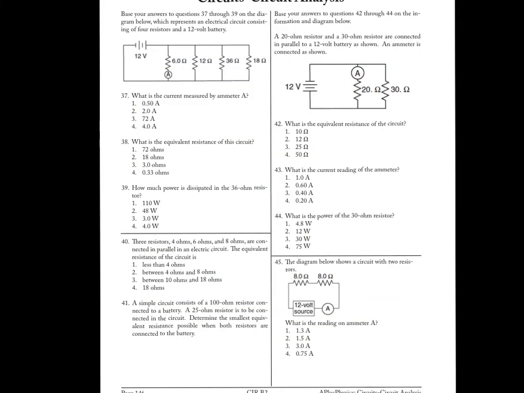Okay, 37 to 39 shows a parallel circuit. What is the current measured by ammeter A? So ammeter A is placed inside the 6 ohm branch. So once again, voltage is the same in each of them, 12 volts. Solving for I, we're going to use 6 ohms as our resistor. 2 amps.